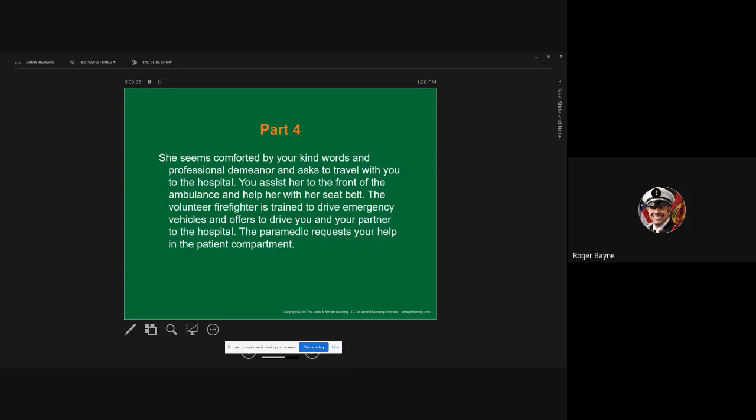The paramedic requests your help in the patient compartment because a full arrest call is all hands on deck. So typically we will send three people minimum to the hospital during a full arrest. Two will be in the back, one will drive. Questions, comments, concerns?